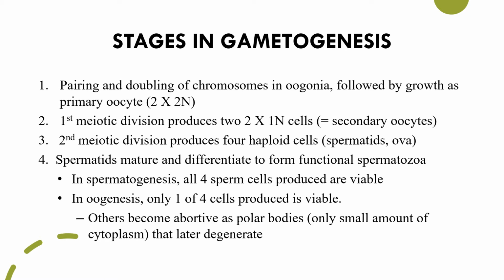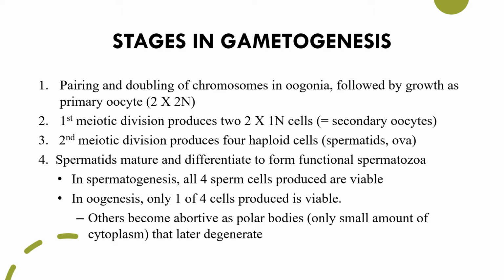So stages in gametogenesis include the following. First, pairing and doubling of the chromosomes in oogonia, followed by the growth as primary oocyte. Next would be the first meiotic division that produces twice the cells, or the secondary oocytes. Then the second meiotic division produces 4 haploid cells, which include the spermatids and the ova. Then the spermatids mature and differentiate to form functional spermatozoa.